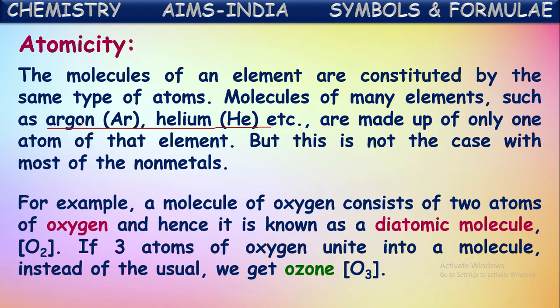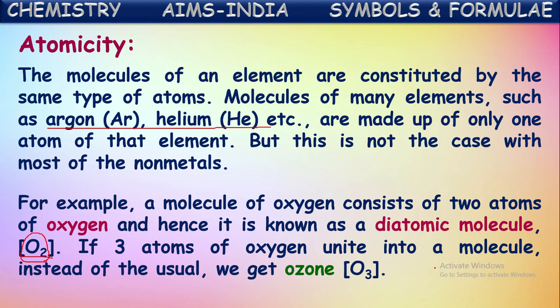For example, a molecule of oxygen consists of two atoms of oxygen, and hence it is known as a diatomic molecule, because we know the molecular formula of oxygen is O2. So in the molecule of oxygen, there are two oxygen atoms combined chemically. How many atoms are there? Two atoms in one molecule. That's why oxygen is said to be a diatomic molecule.